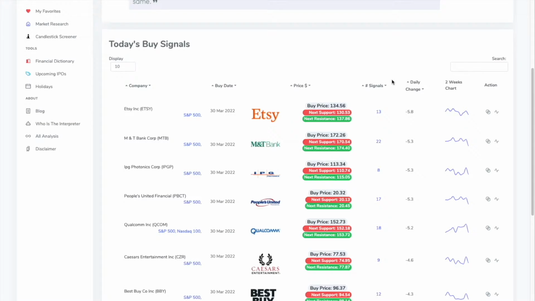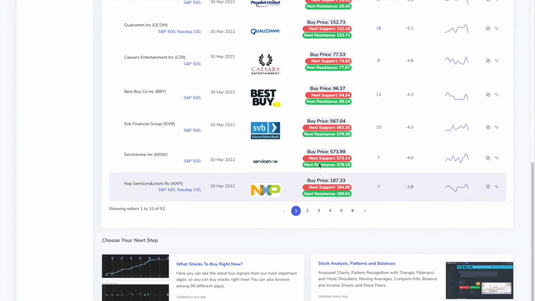And this is where things get more interesting. So here's the number of signals. This shows how many different algorithms gave us a buy signal for that stock at that price. So in this case, out of the 90 algos analyzing the stock, 13 of them gave us a buy signal for that asset.